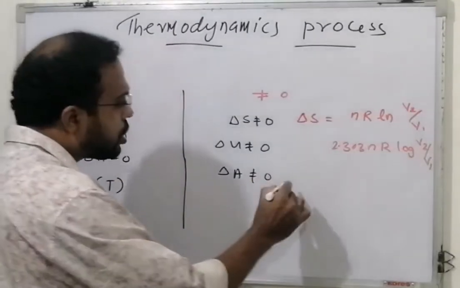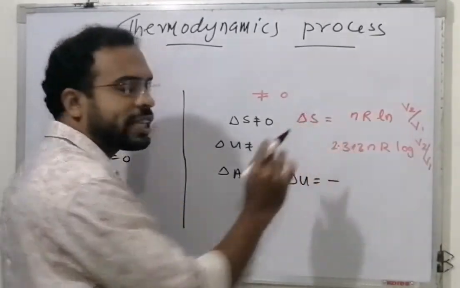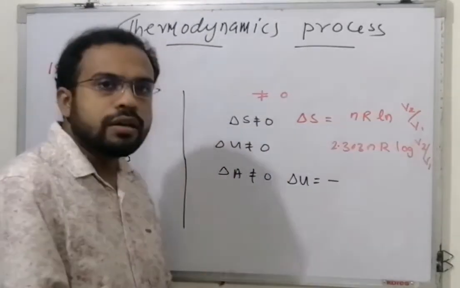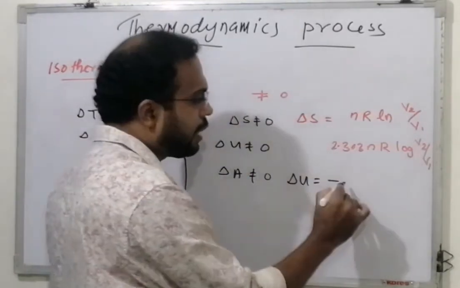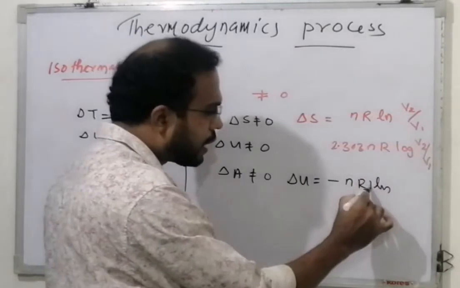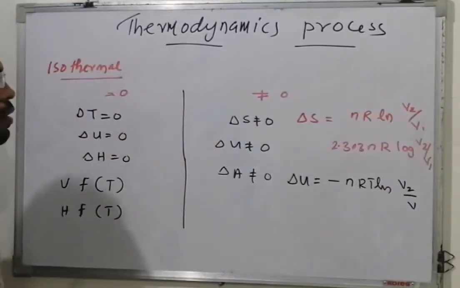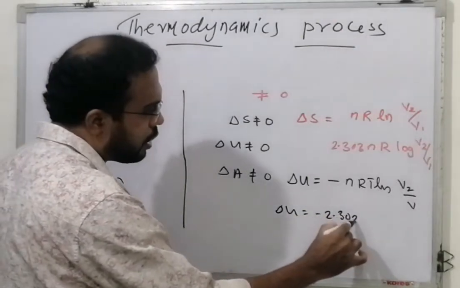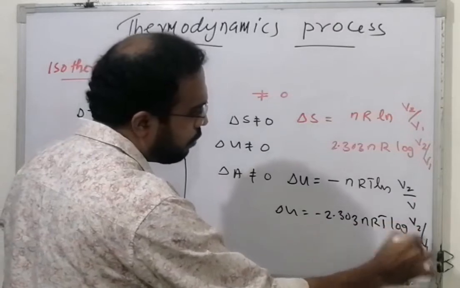What is delta G? Delta G is negative, because during expansion entropy increases. Remember, during expansion entropy increases, but free energy decreases. Negative. For an idea, delta G is equal to minus nRT ln V2 by V1, or delta G is equal to minus 2.303 nRT log V2 by V1.